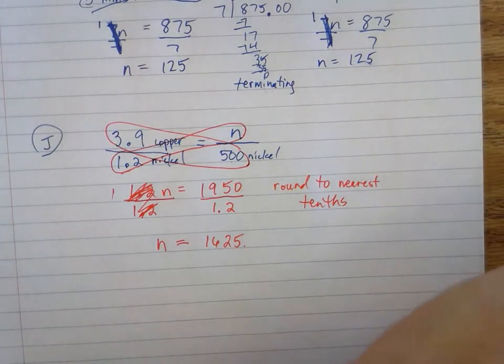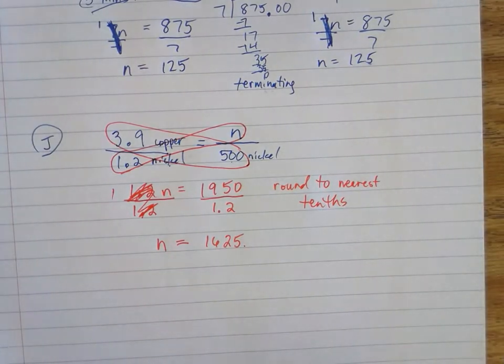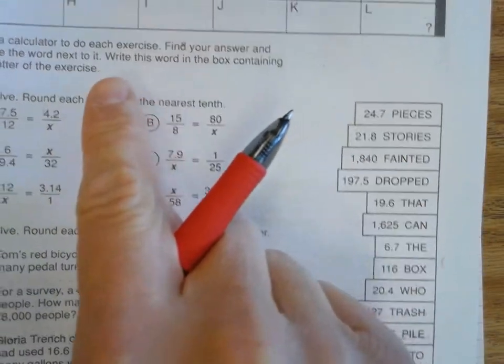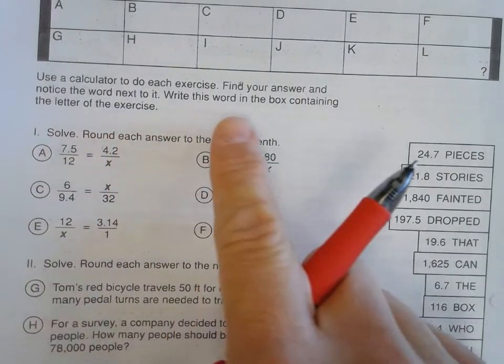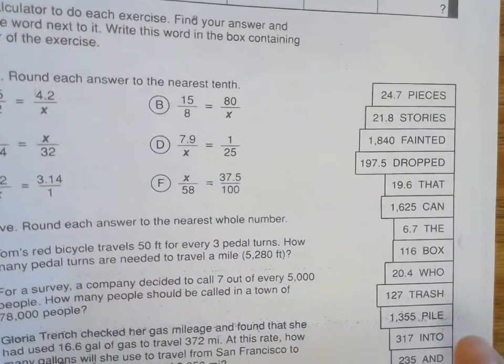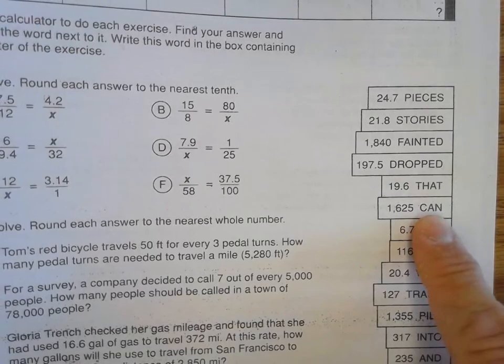All right, and on this page, it says find your answer, and then write this word in the box. So beside 1,625 is the word "can." So you would go up to box J up here and write "can" in box J.